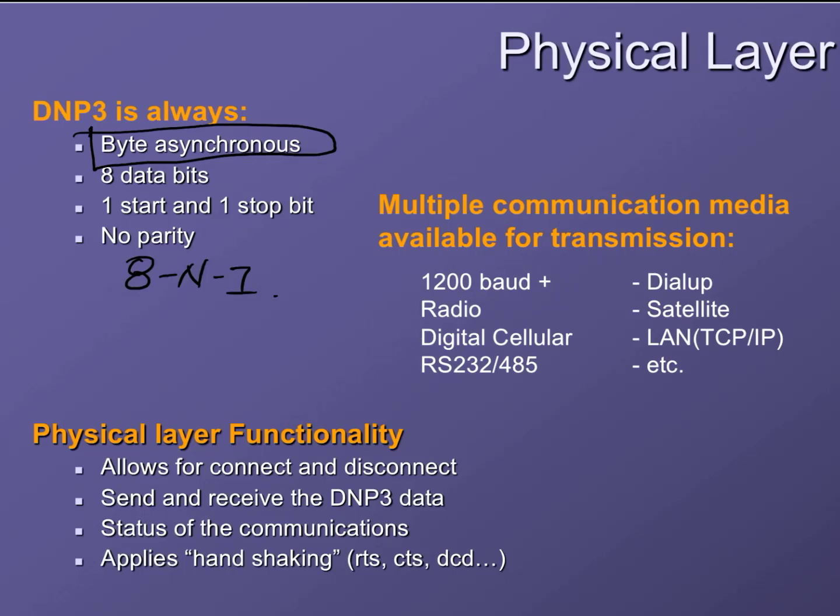You can have different baud rates. You can communicate it over dial-up, satellite, RS-232, RS-485 most commonly, or Ethernet. Ethernet being LAN, WAN, TCP/IP. So really at the end of the day, we know that the physical layer is the pathway by which the ones and zeros are transferred back and forth between the two devices. And describing the meaning of the ones and zeros is determined by the protocol itself. And in this case, that would be DNP.